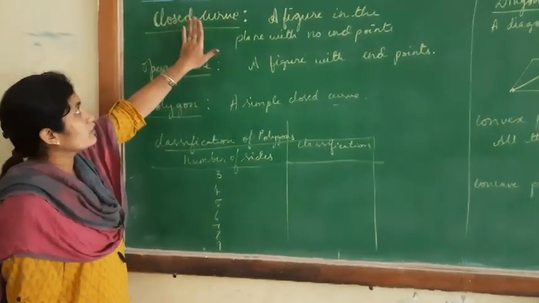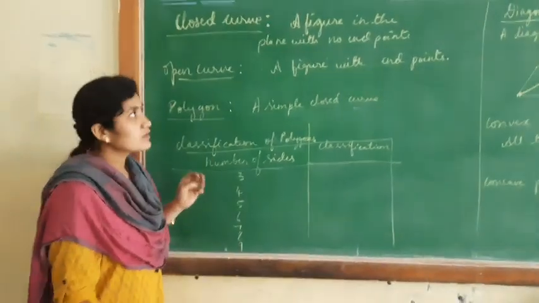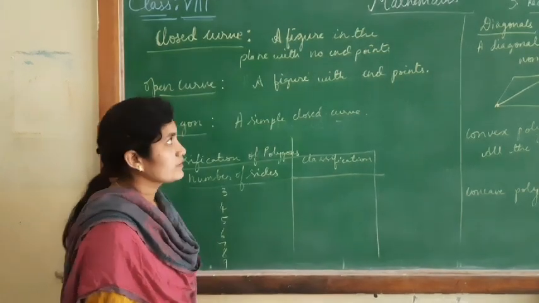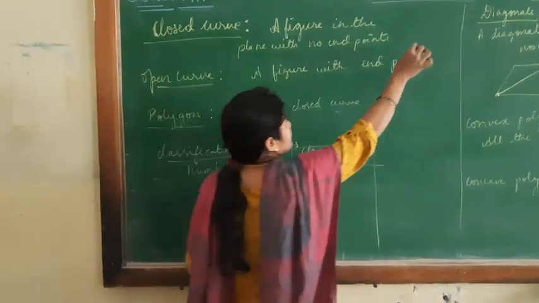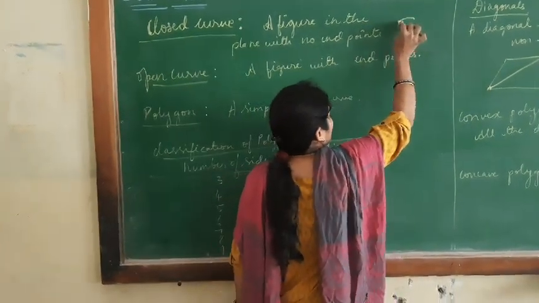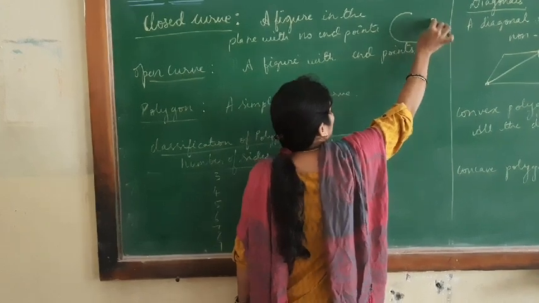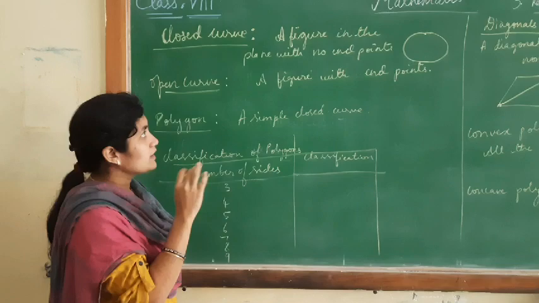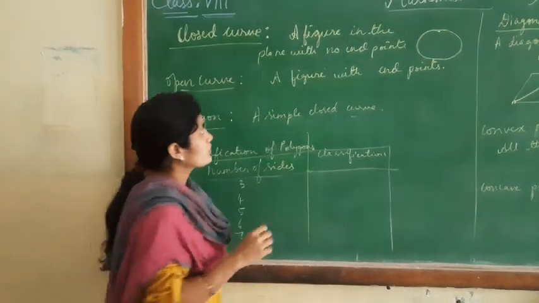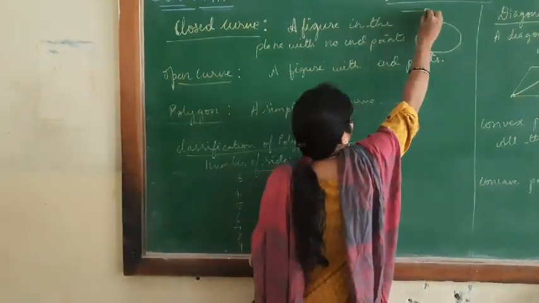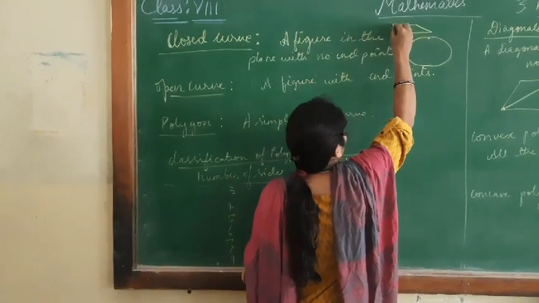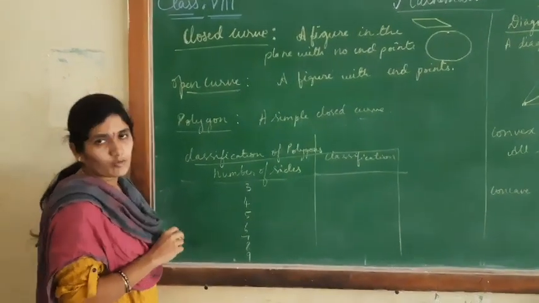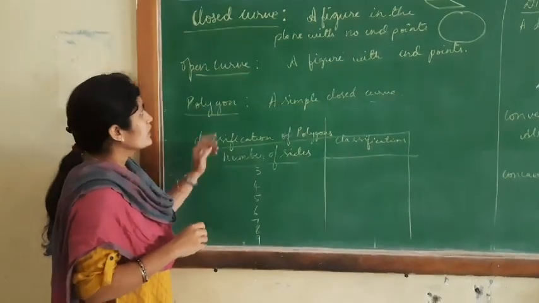First thing is a closed curve. What is a closed curve? A figure in the plane with no endpoints. Once you start drawing a curve, if it doesn't have any end point, such curves are called closed curves. It may be an oval, it may be a square, whatever it is. Such a figure which doesn't have any end points is called a closed curve.